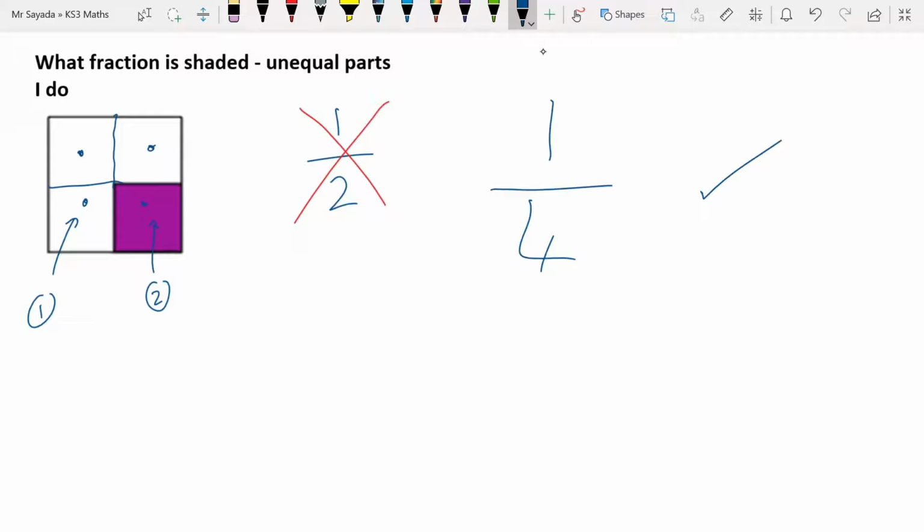So what I did when the parts were unequal is I changed the diagram. I added to the diagram to make it so that I have equal parts. And then I could count what amount of those equal parts was shaded and how many equal parts there were altogether. Remember, the number on the denominator is the total number of equal parts. So that's how many equal parts the shape has been split up into. And the number at the top is the number that are shaded.